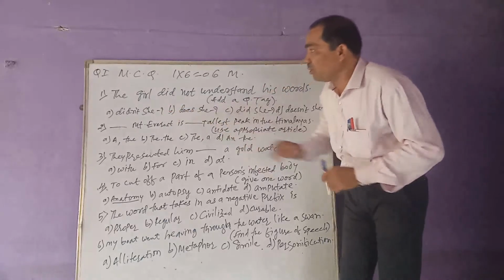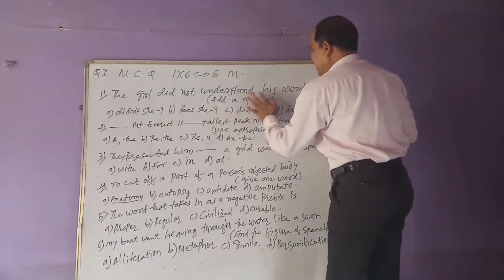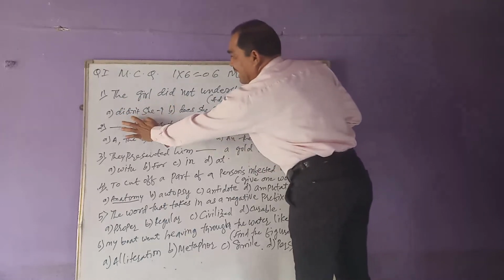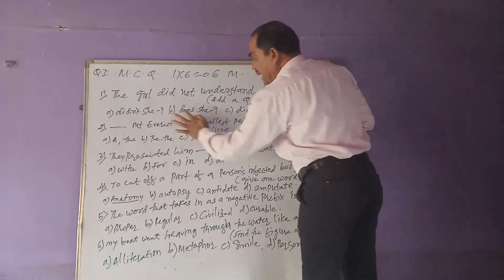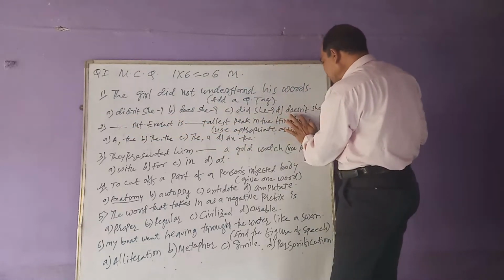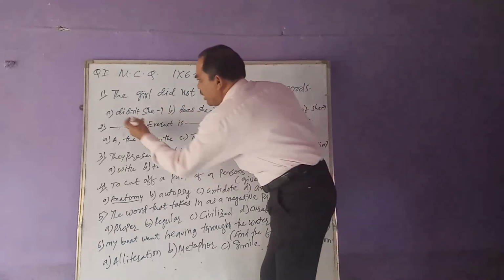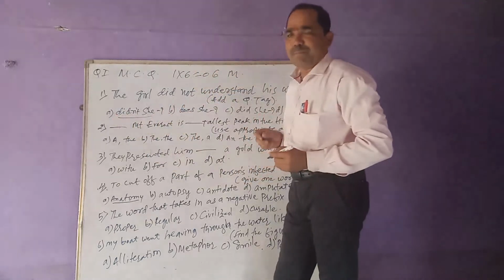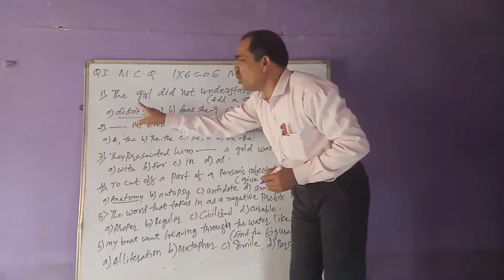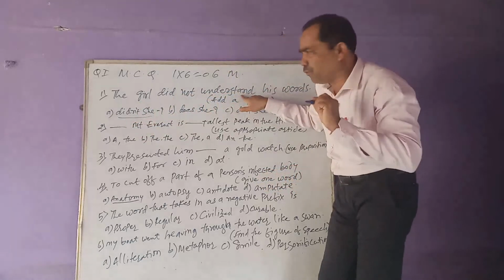In that one, what do we have to do? See, it is very straight. The girl did not understand his words. The first option is given: didn't she. Second option: does she. Third option: did she. And fourth option: doesn't she. Already "did not" is there, expressing the meaning of did not. So the first is wrong. Why is it wrong? Because the sentence is already written in negative form.